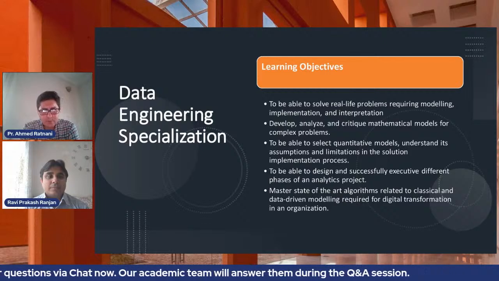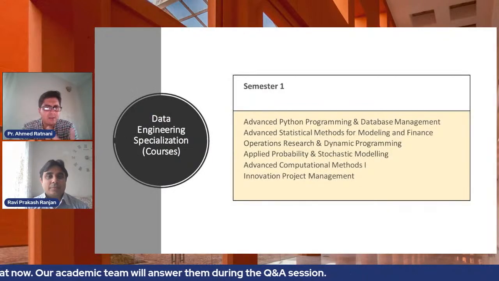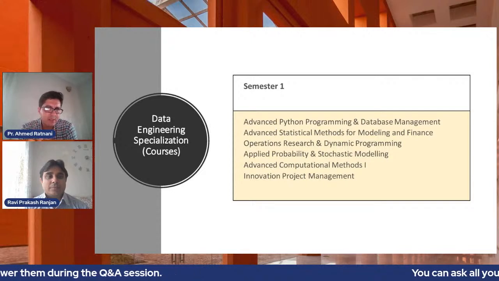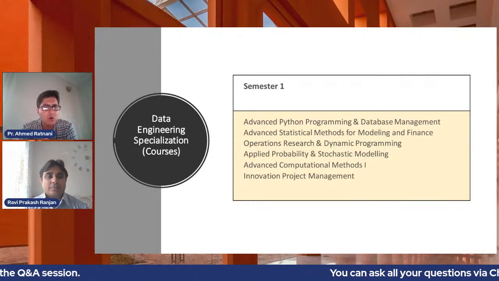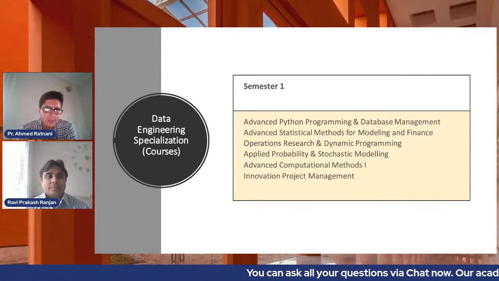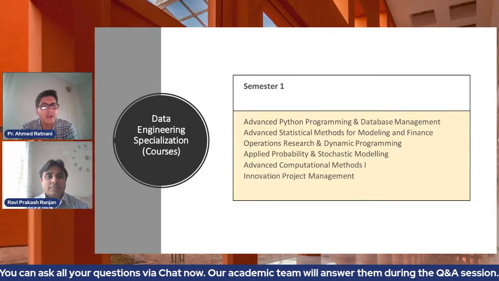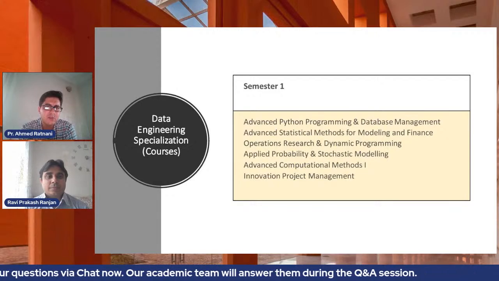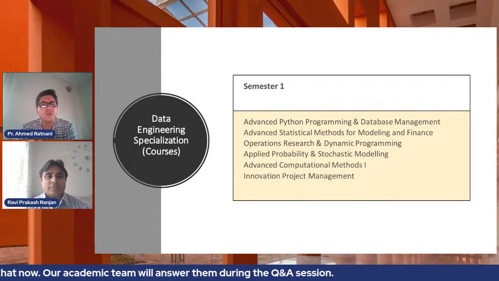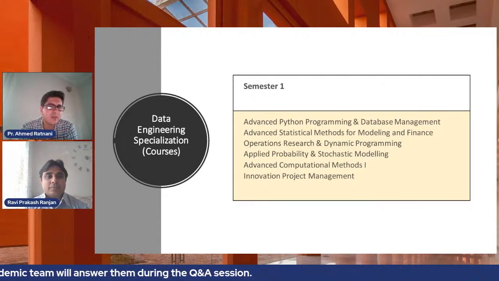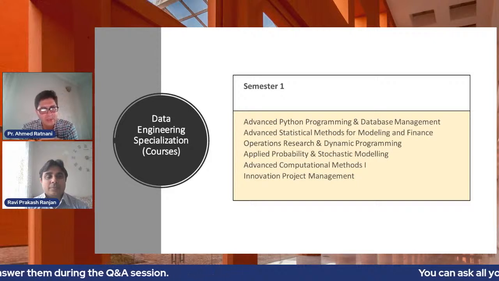So if we take a look at the content, as we saw before, there is the first semester that is common to all the specializations. So I will talk about it once for all because it will be repeated. Then there are 3 courses during the second semester that are also common. So the first course is about advanced Python programming and database management.